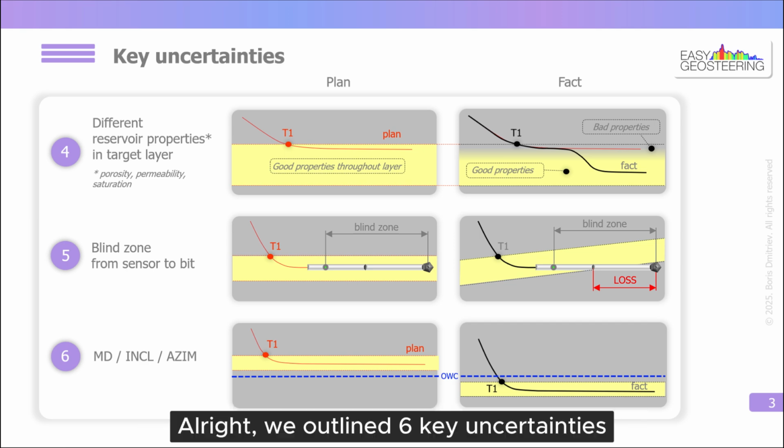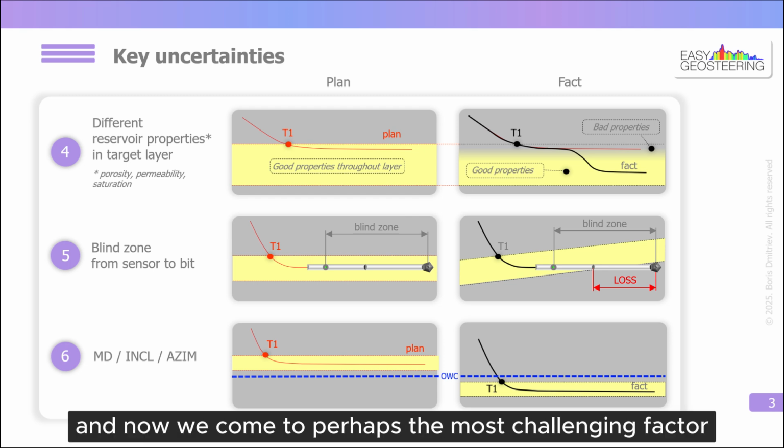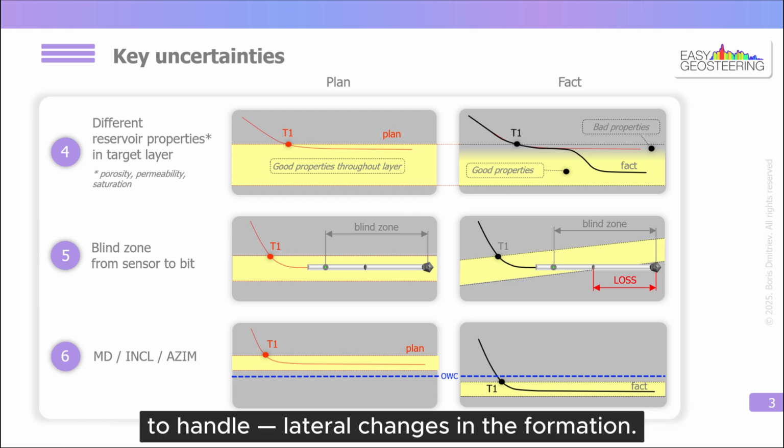Alright, we outlined 6 key uncertainties, and now we come to perhaps the most challenging factor to handle, lateral changes in the formation. Let's take a closer look in the next slides.